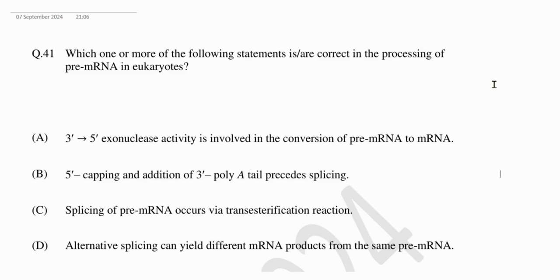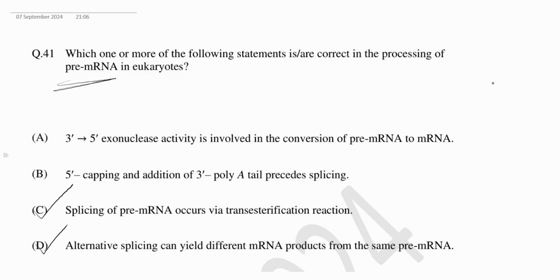Which one or more of the following statements is or are correct in the processing of pre-mRNA? Carefully note this, pre-mRNA in eukaryotes. So here the correct options are C and D. I know it's very tempting to tick B, because this is 5' capping and 3' poly A tail adding. But this is after the mRNA is formed. So splicing happens before that.